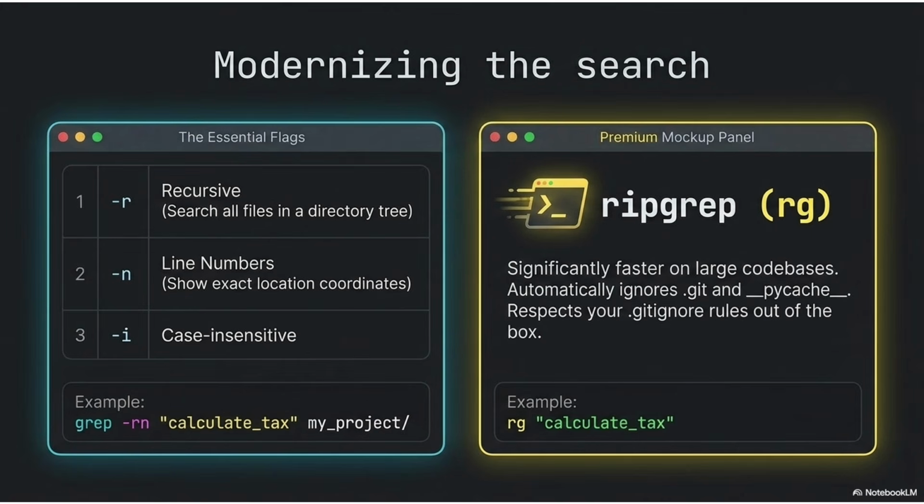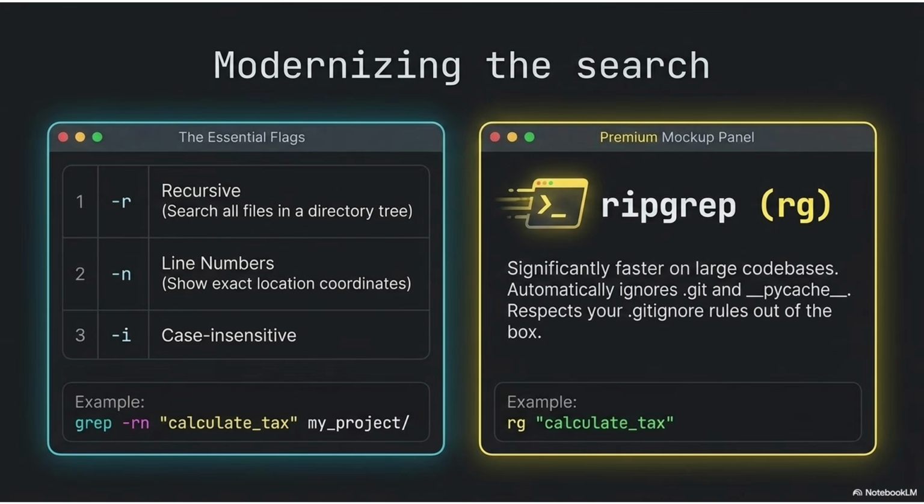This slide upgrades grep from a basic search into a professional search tool. 3 flags make all the difference. First, the -r makes the search recursive. It searches all files in a directory tree, not just a single file. Second, the -n adds line numbers to every result. This gives you exact location coordinates you can navigate to immediately. The third, -i, makes the search case insensitive, so you catch variations in capitalization. Combining them, grep -rn calculate_tax my_project/ gives every file in the project and tells you exactly where each match lives.